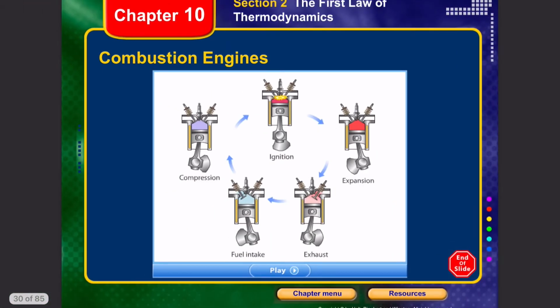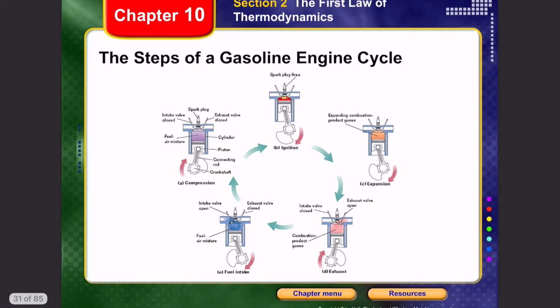These are the common steps in a gasoline engine. The first step involves the intake valve and the spark plug. Once the fuel enters, it undergoes compression. You have a fuel air mixture right here that undergoes compression. Under high compression, the spark plug creates sparks, so the spark ignites the fuel.